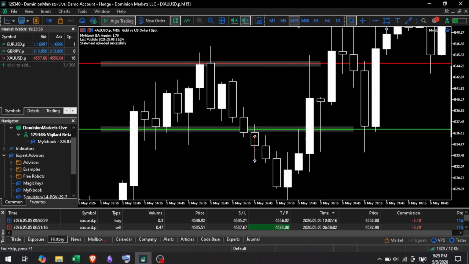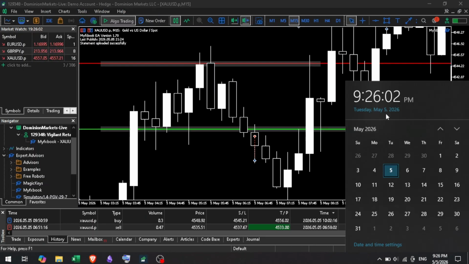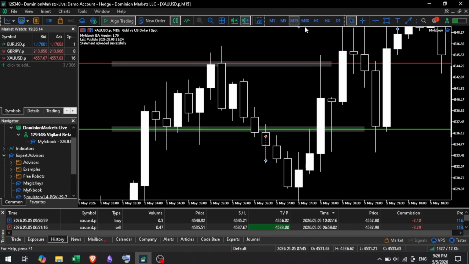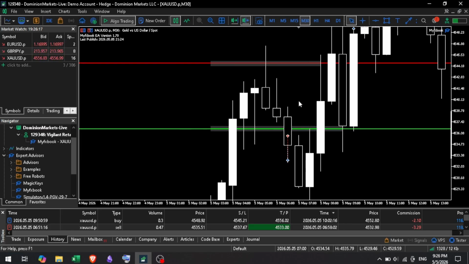Okay, so we are recording. On the 5th of May 2026, we took two trades. One was an instant TP and the second was closed manually. So let's walk you through how we analyzed the first trade.